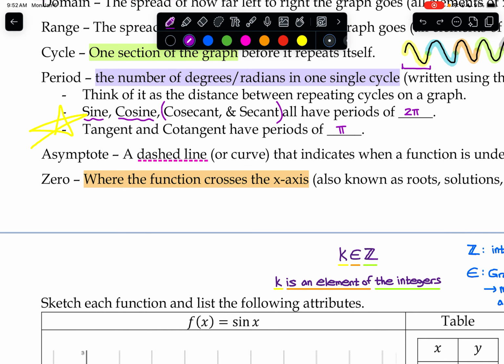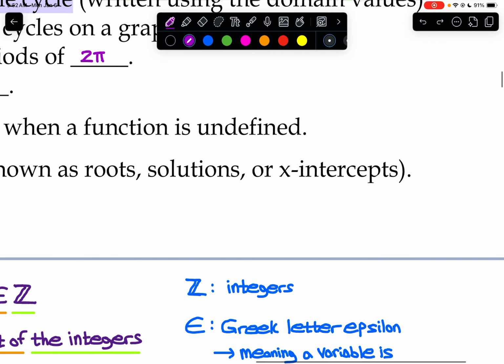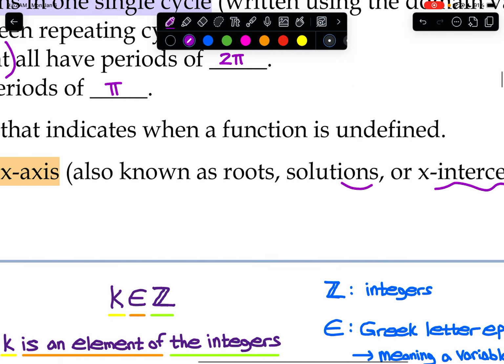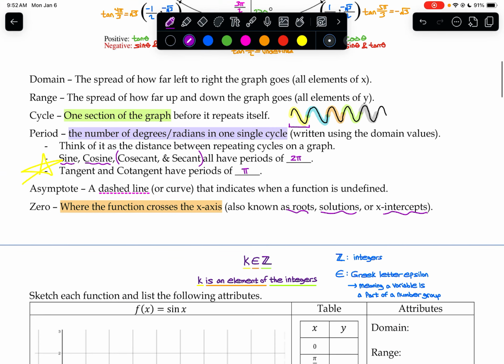And then zeros, as just a recap, is just a fancy way of saying your x-intercepts, which are also known as solutions, roots, or just your zeros. So we could use any of those values or names for your x-intercepts.